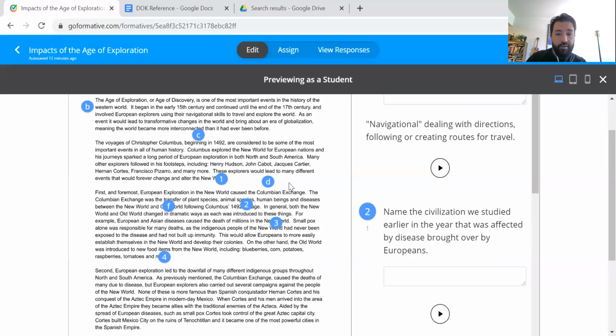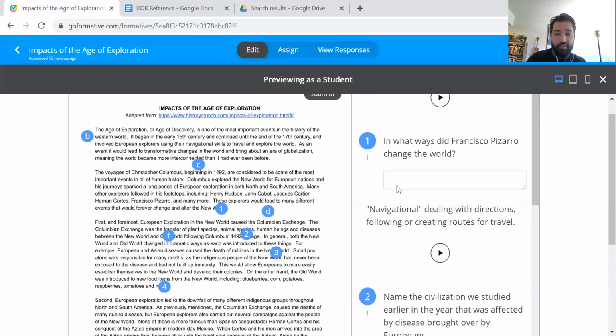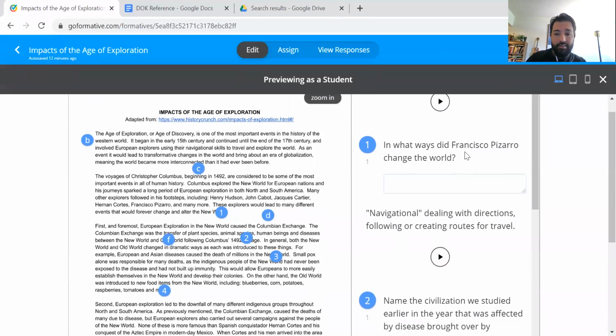Okay, and at that point, you should be able to answer this question. And the question is, in what ways did Francisco Pizarro change the world? We're asking this just because we already studied this back when we were all together in a happy little classroom. So I want you just to think back to those times. Okay, the answer is not here in the text. You're going to be thinking about what we talked about with the group that I can't mention because it'll give you the answer.